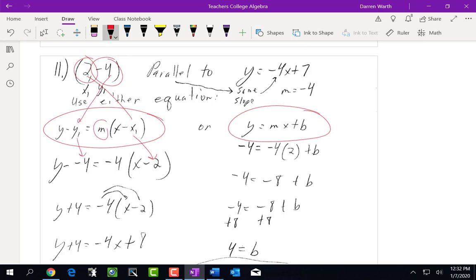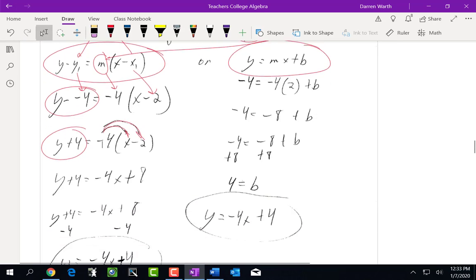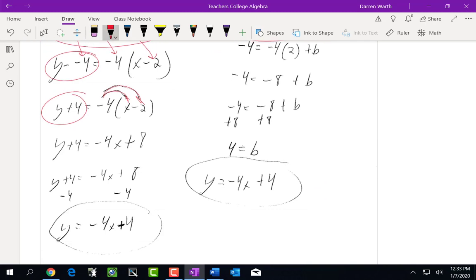And now I just have to find my slope. So remember, if it's parallel, that means it has the same slope. And so I just have to find the slope of this equation right here. So the slope is just this number in front of x. That's going to be negative 4. So I'm going to substitute this into my slope, and so that's negative 4. Once I've done that, I simplify that down. So minus minus right here makes a y plus 4. Then go and distribute the negative 4 on through, so I get negative 4x and then plus 8. And then I just have to go ahead and subtract 4 from both sides. And when I subtract 4 from both sides, that gives me my final answer of y equals negative 4x plus 4.